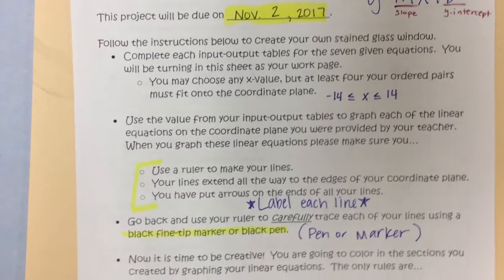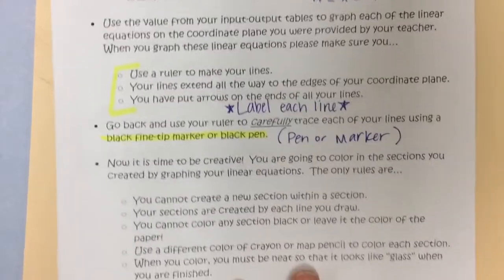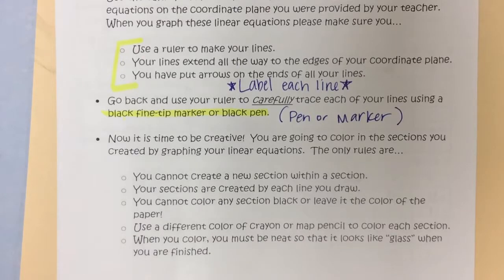Then it's your time to be creative. Every section needs to be colored. None of them can be left white. You can't create sections within sections. You guys are all going to have the same sections, but different colors. Your colors cannot touch each other. So like red can't touch red, green can't touch green, but you can use the same color more than once. They just have to be spread out.